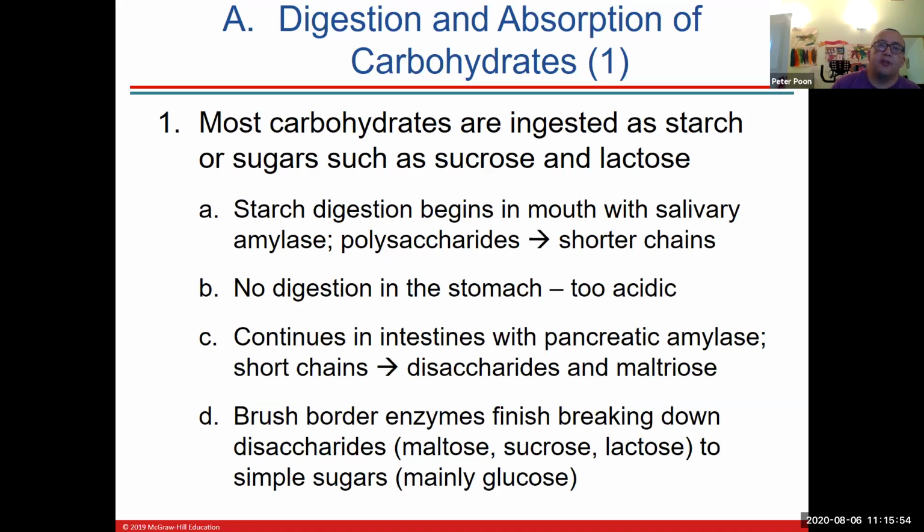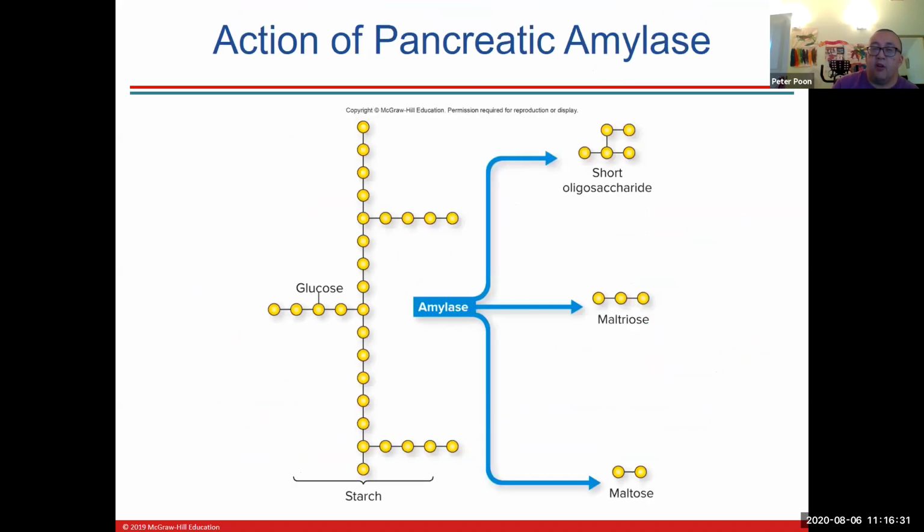So digestion of carbohydrates starts in the mouth, with salivary amylase. If you take a cracker, put it in your mouth, and just leave it there, it'll start to taste sweet after a couple of minutes because you're breaking down the starch, the polysaccharides, into disaccharides and so on. There's no digestion of starch in the stomach, and then in the intestines you have pancreatic amylase, and then the brush border finishes breaking it down into individual sugars, mainly glucose.